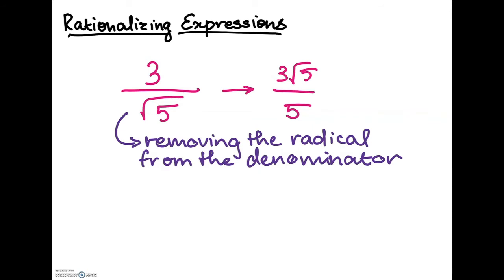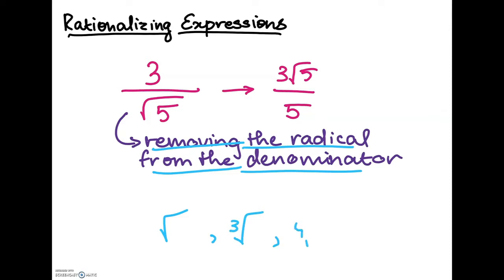Hey everyone, in today's video we're going to be talking about rationalizing expressions. So rationalizing is just removing the radical from the denominator. A radical is essentially just like a square root, a cube root, a fourth root, and so on. So what we're going to be doing is removing the radical from the denominator.